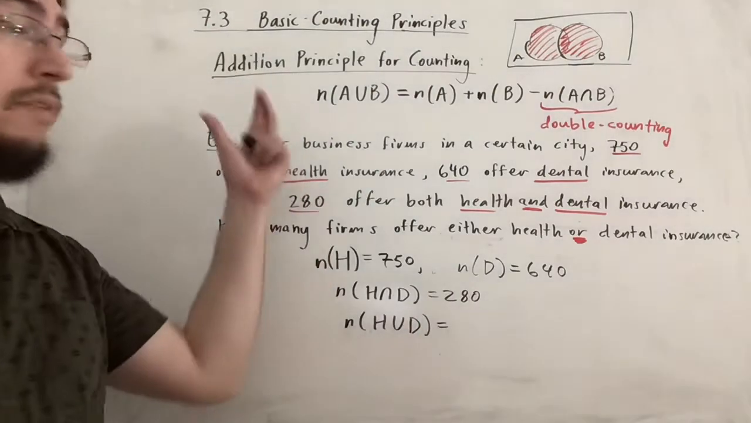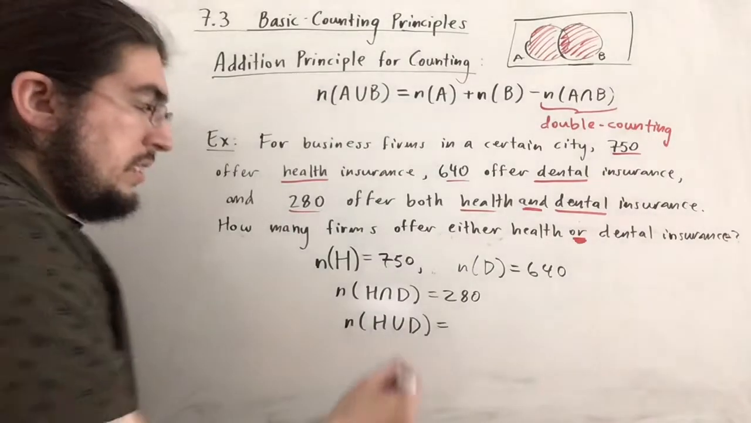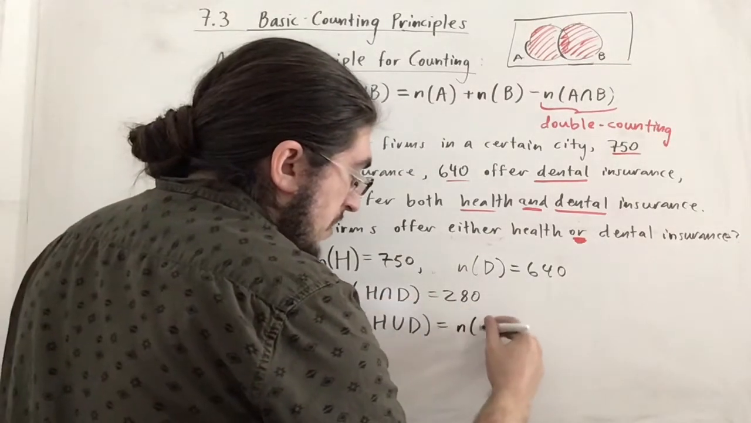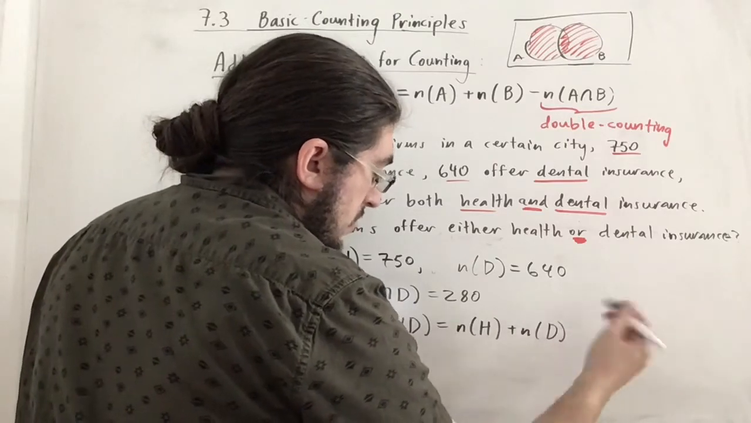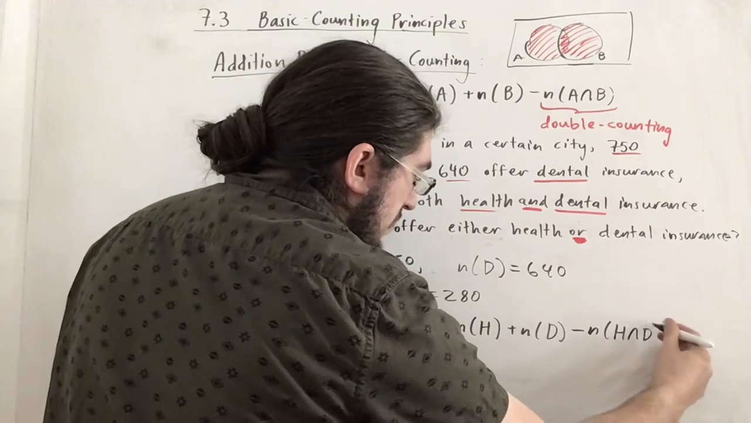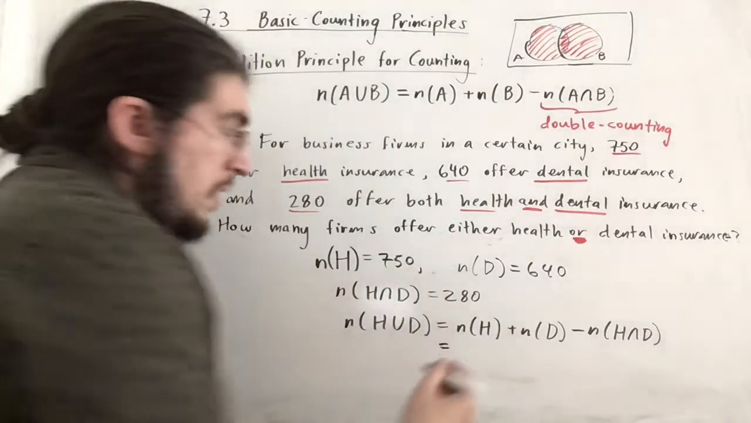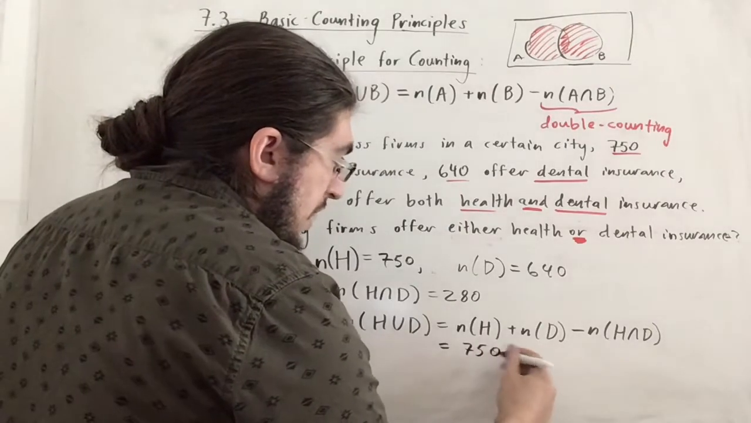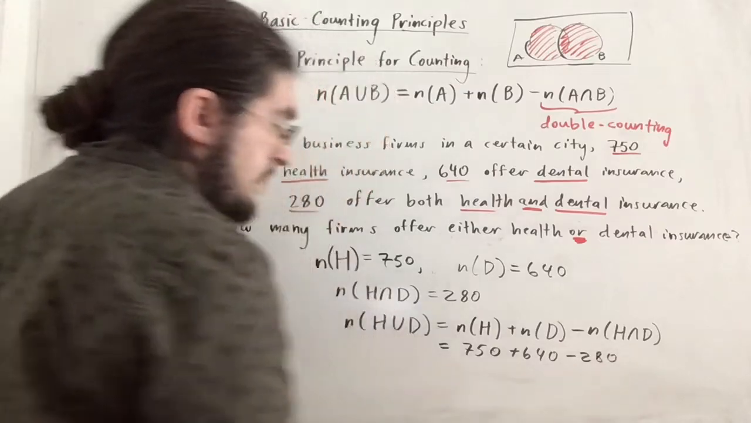And from the counting principle that we just discussed, this is just the number of things in H plus the number of things in dental, D, minus the number of things in their intersection. So just replacing these things with those numbers, we get 750 plus 640 minus 280.